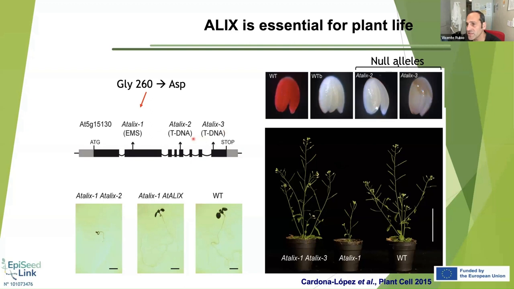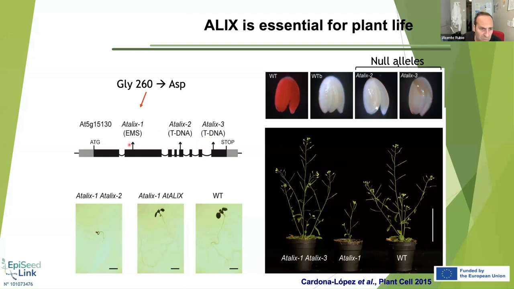Usually null mutations in ALIX are lethal, very lethal in the case of plants. These are two different null mutant alleles in Arabidopsis. You can see it here. This is a vital stain, tetrazolium chloride. So here is a viable embryo, which is stained in red. If you boil the embryo, it becomes white after staining. And this is what happens under normal conditions with the null mutant embryos.